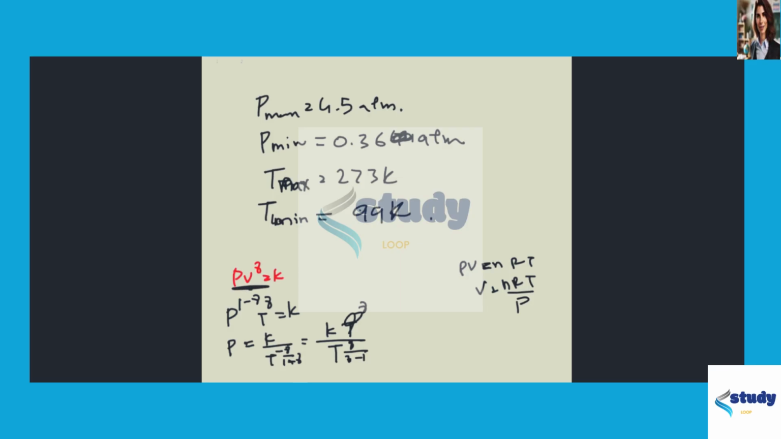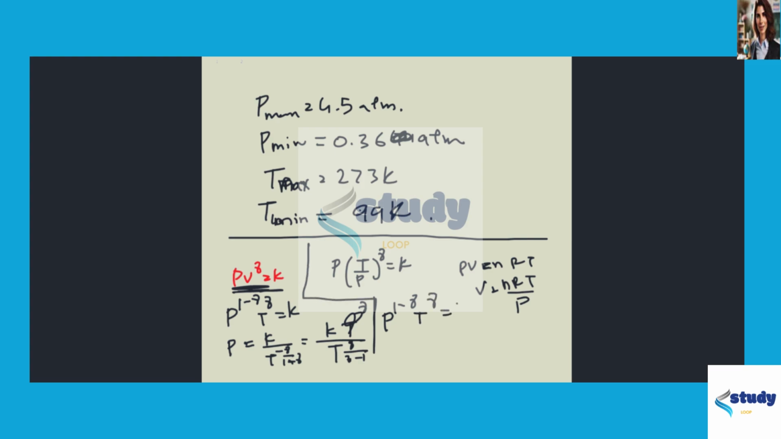Now let's go through this once again. You can stop here, but let's go through this once again to solidify our foundations. Now, V is equal to nRT by P. When we substitute that here, we get P times T by P^gamma is equal to a constant. So that's P^(1 minus gamma) T^gamma is a constant. So T^gamma is equal to K P^(gamma minus 1).